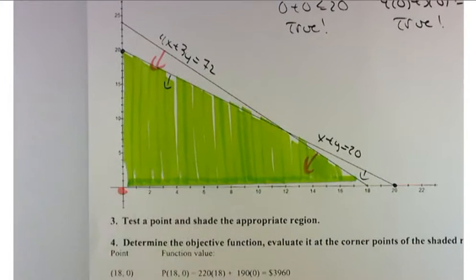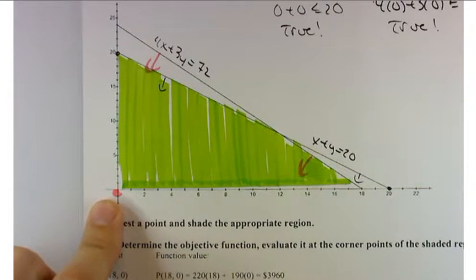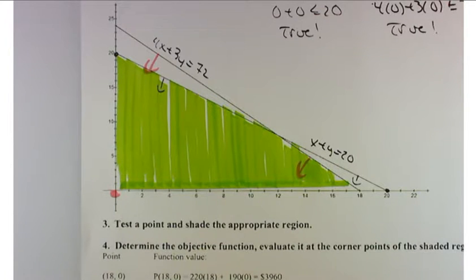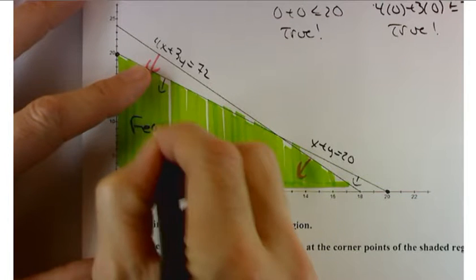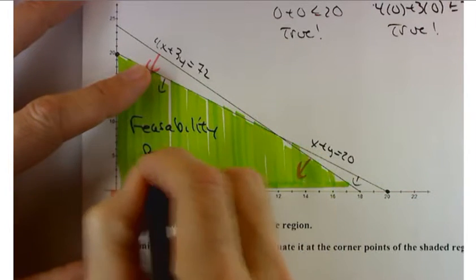Okay. You should get a shaded region that looks something like this. All right. It's the region closest to the origin. Now, that's great. What this represents is our feasibility region.